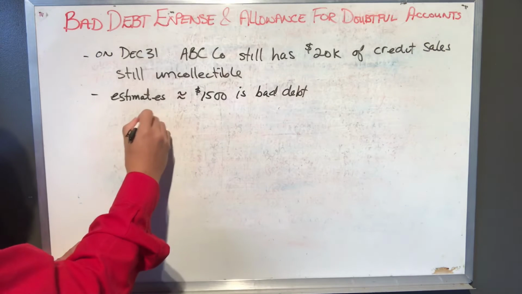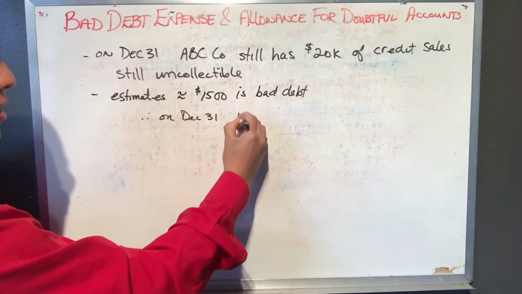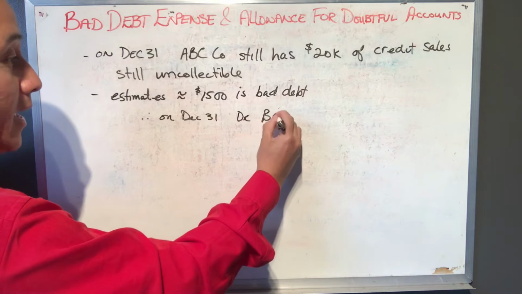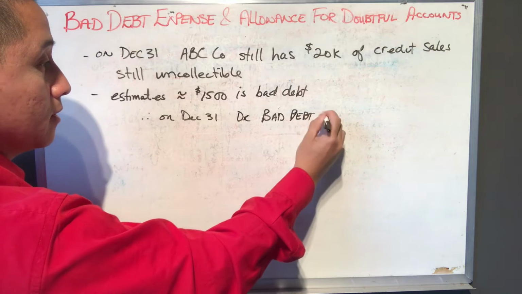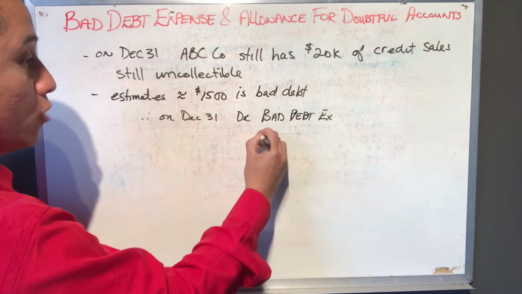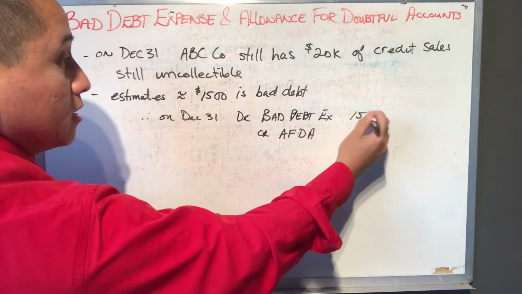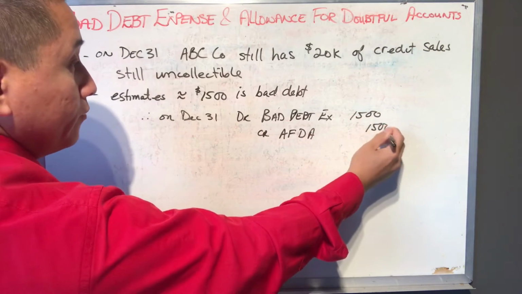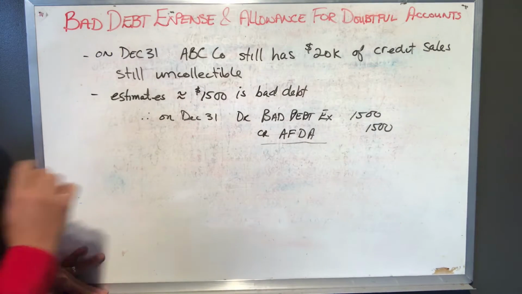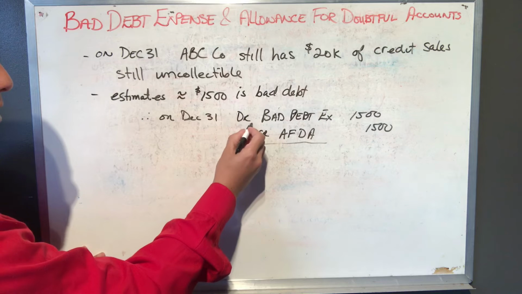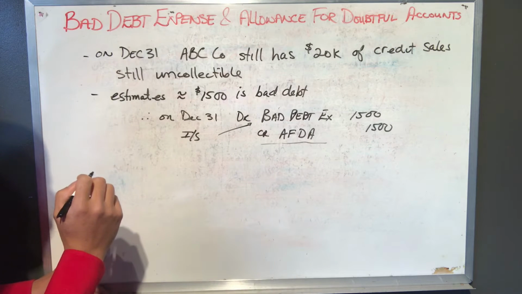So therefore, on December 31st, what they would have to do is debit bad debt expense and credit allowance for doubtful accounts for $1,500. And of course there would be the explanation underneath there. Now notice that this bad debt expense would be hitting the income statement to lower your net income.